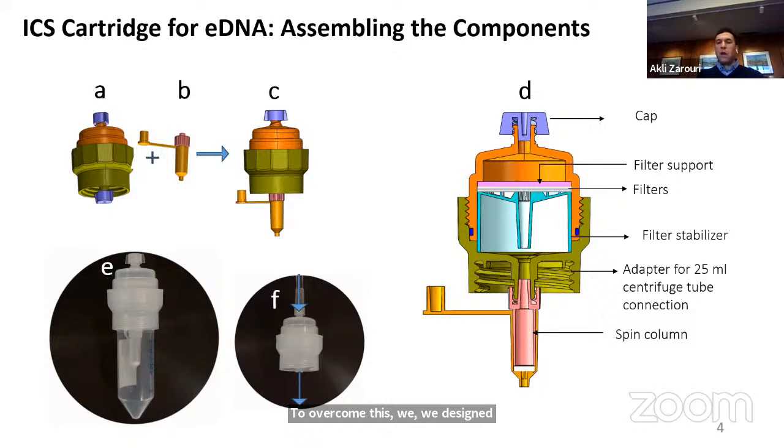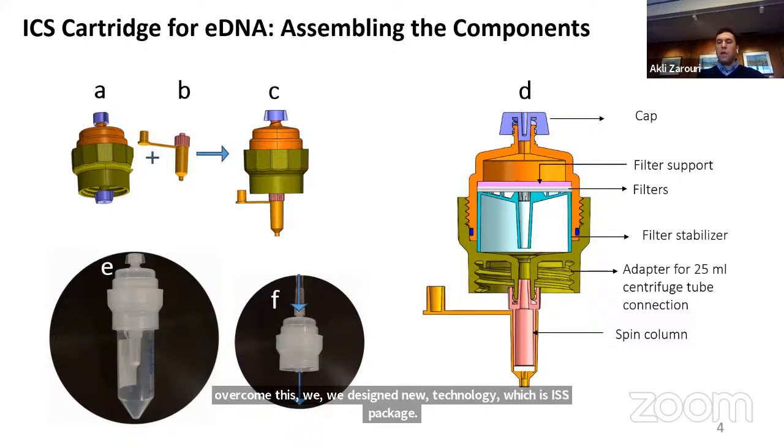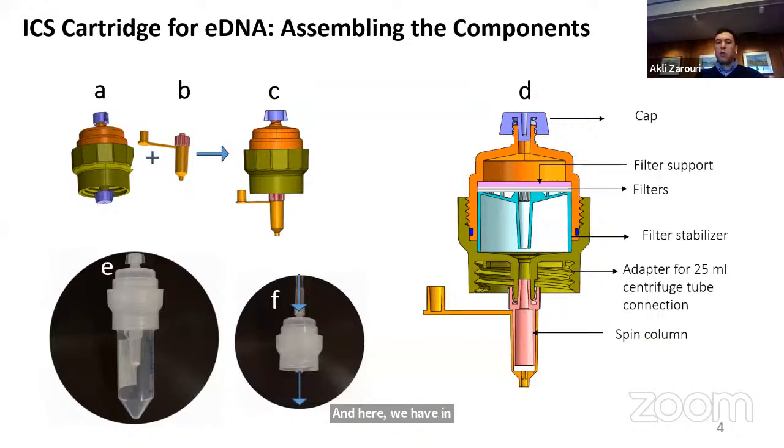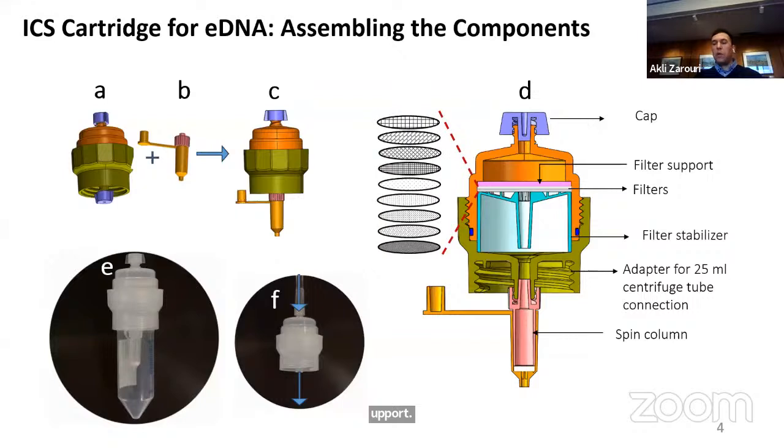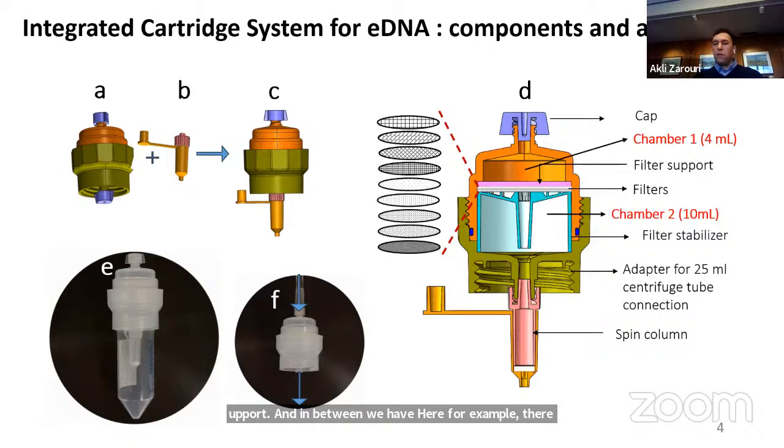And here on the right we have the cross section of our cartridge, showing the assembly of different components. From the top to the bottom, we have a cap, a filter support and a filter stabilizer, and in between we can insert many filters. Here, for example, there are gradient pore sizes, and then this device has two chambers.